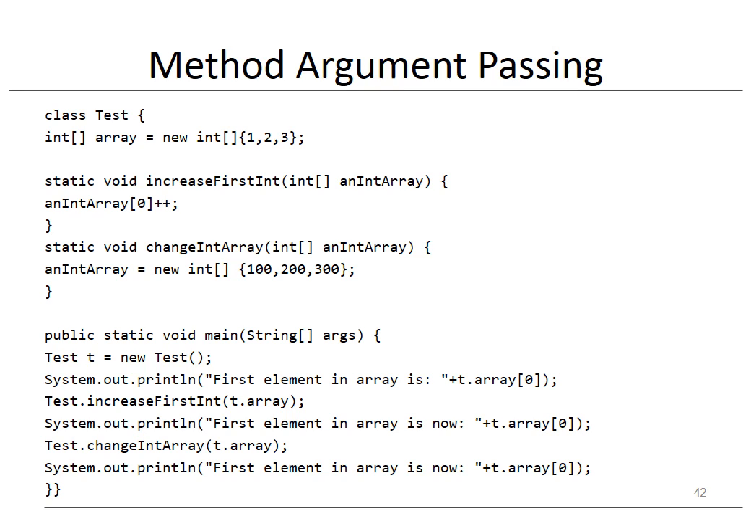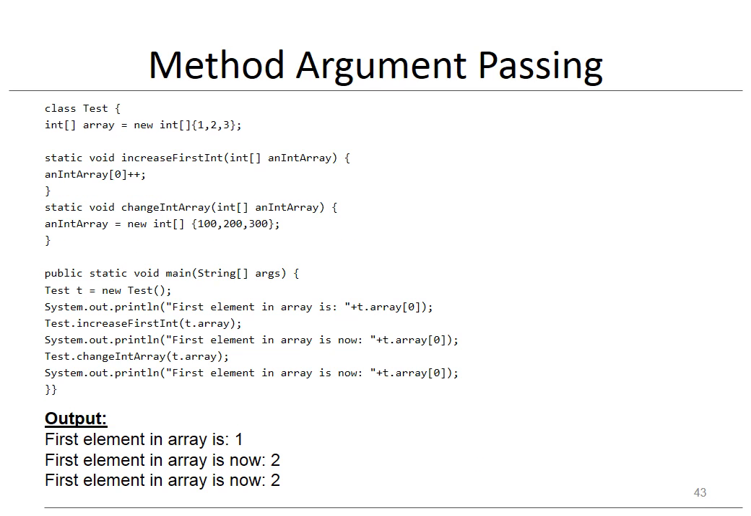Finally, we also call the method changeIntArray with t.array as its input argument. This method creates a new array stored at a new and thus other memory address and assigns it to an int array. If we then again print out the first element of t.array in the main method, you can see that it remained unchanged at 2. Here you can see the output.